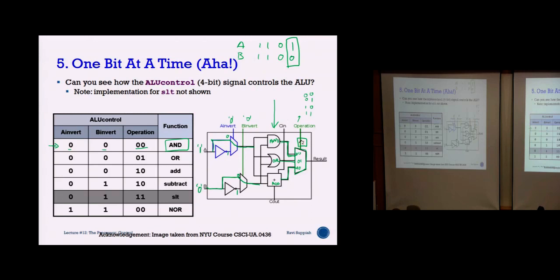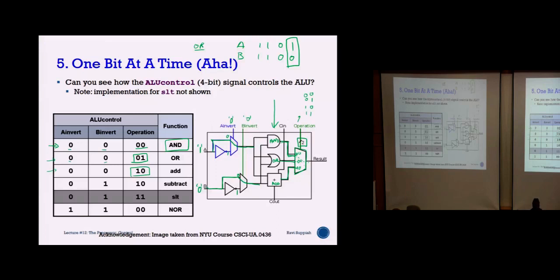Okay, and this one will go to the output. If this was an OR operation, what will happen? In this case, A invert and B invert is still 0 and 0, but my operation is 0, 1, correct? Which means the second one will go through. And if it was an ADD, then it will be 1, 0, which is the third one will go through.